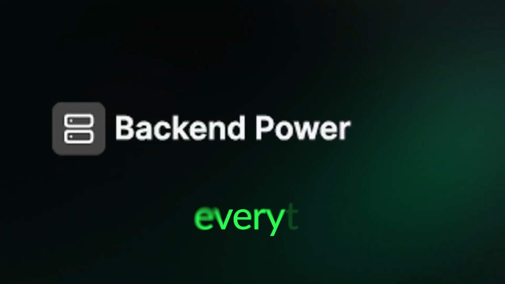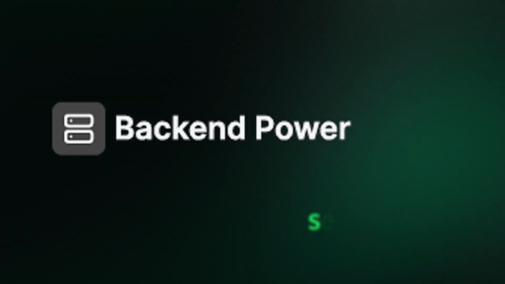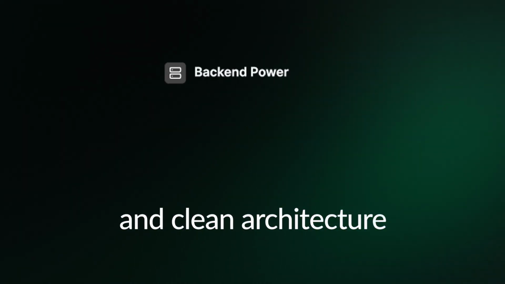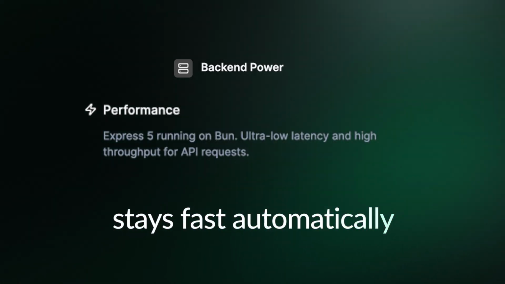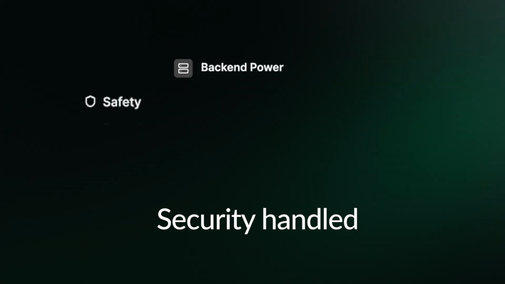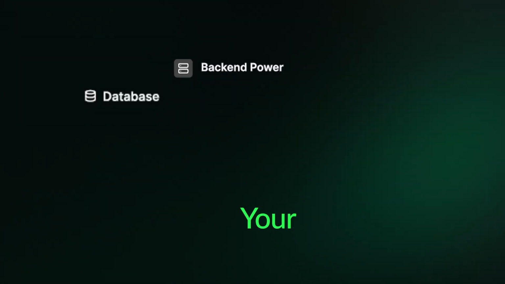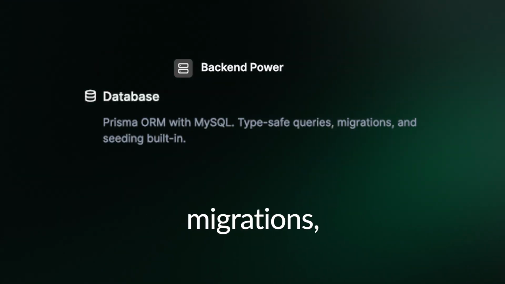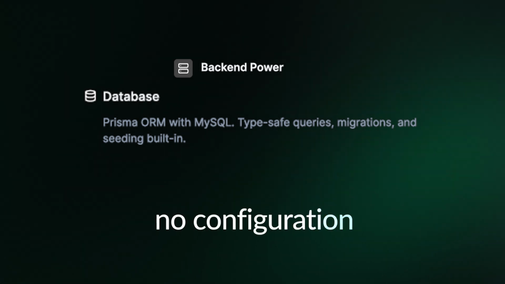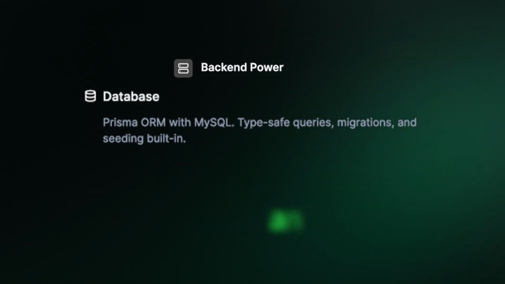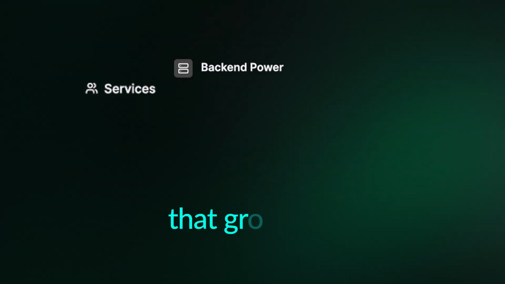Back-end power. Everything behind your application runs automatically with high performance, security, and clean architecture. You get performance. Your back-end stays fast automatically. Safety. Security handled at the back-end level without extra work. Database. Your database comes ready with migrations, schemas, and queries you can trust. No setup, no configuration. You store data safely and predictably from day one. Services. Clean structure that grows with your app.